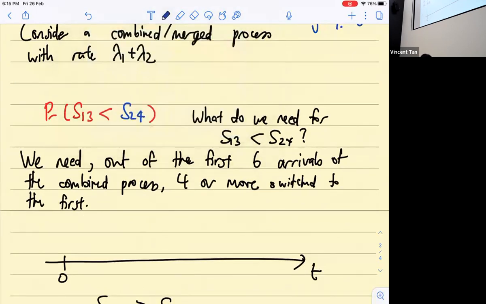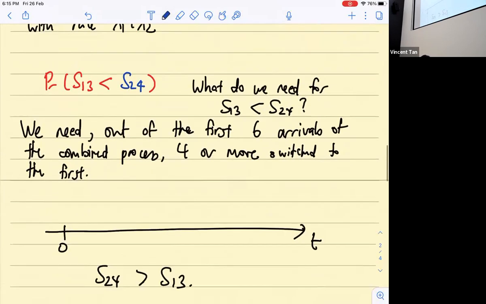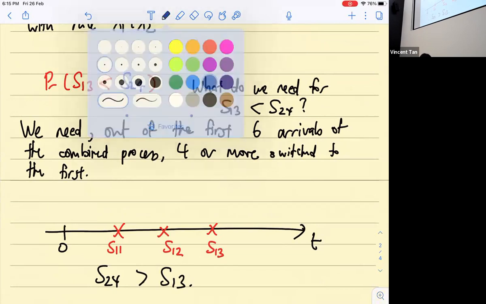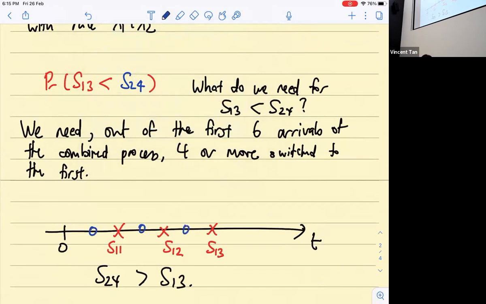So what happens here is that we have 3 arrivals here. This is S11, S12, and S13. The S13 must occur before the 4th arrival of the second process. So it will here. Okay, so that's S24. Anything that happens here, these 3 points can happen anywhere. Okay, so out of the first 6, we need, is it 4 more?